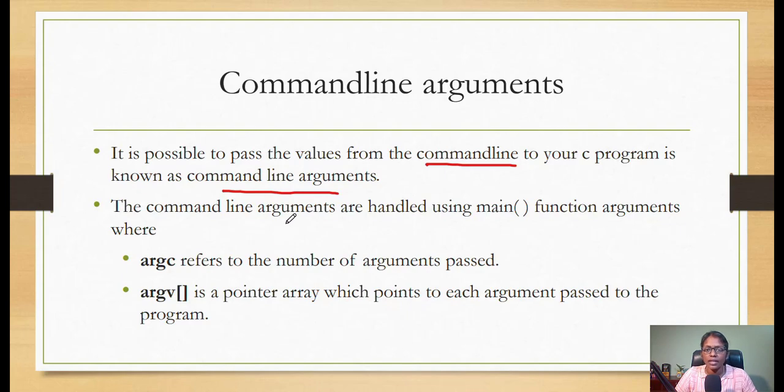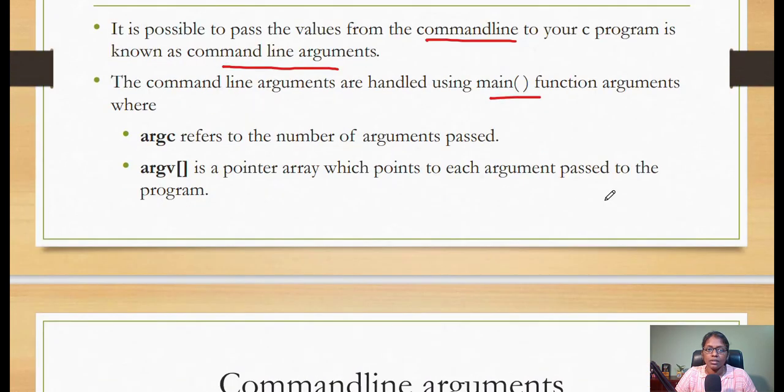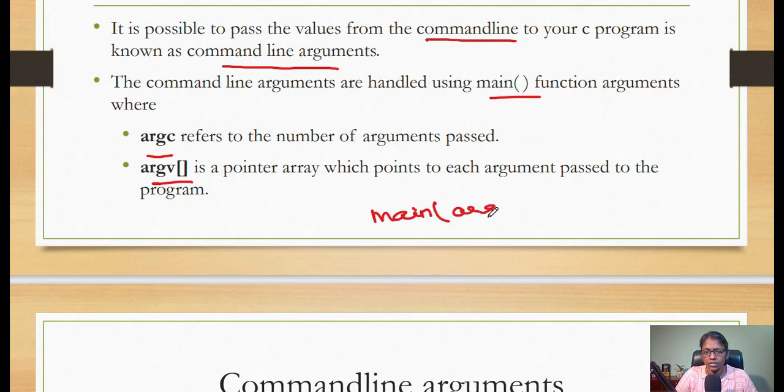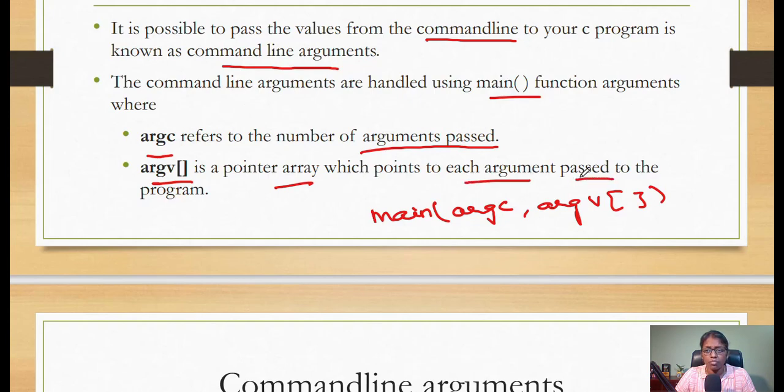The command line arguments are handled using the main function arguments, argc and argv. Normally main(argc, argv). argc refers to the number of arguments passed, whether it's 2 or 3 or 4. argv is a pointer array which points to each argument passed to the program.